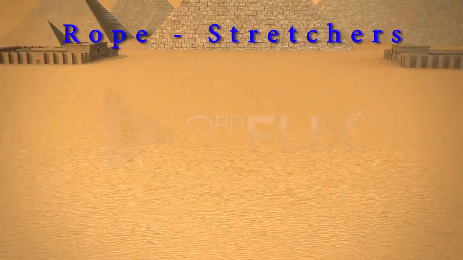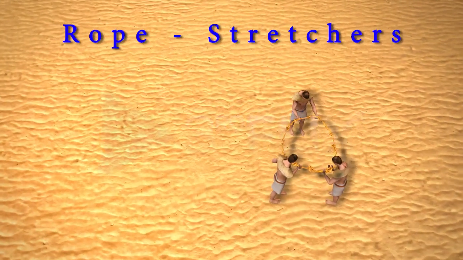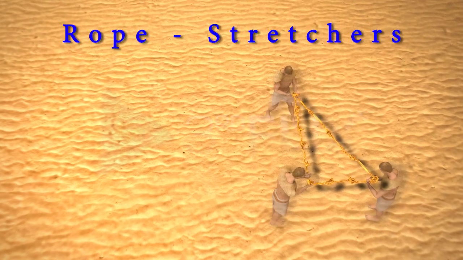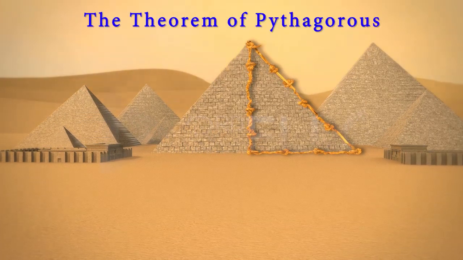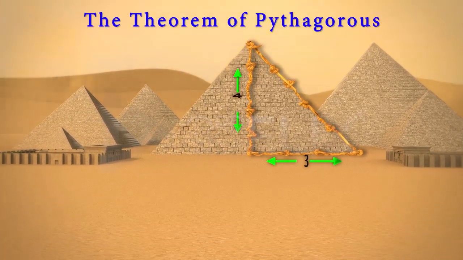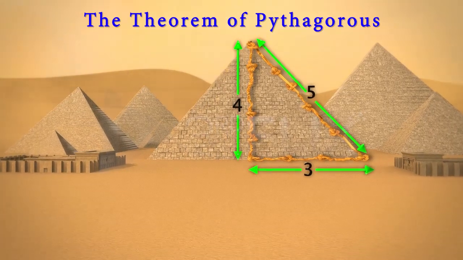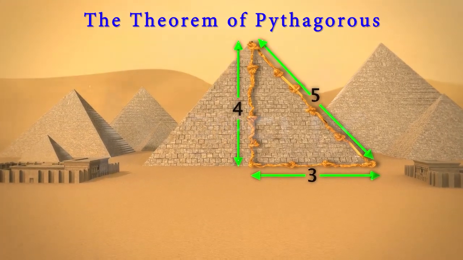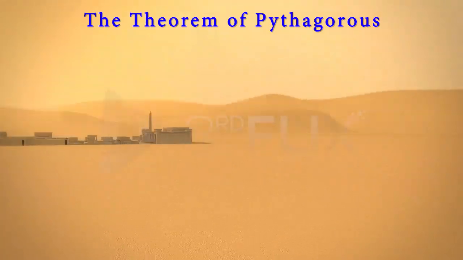In ancient Egypt, rope stretchers discovered that a rope tied in a circle with 12 evenly spaced knots could be used to form a right triangle. This shows that the Egyptians back then knew about the 3-4-5 triangle and used this knowledge in the construction of pyramids, temples, and other buildings with perfect right angles at the corners.